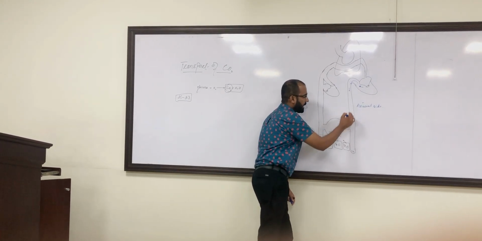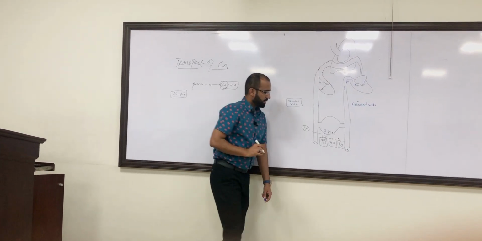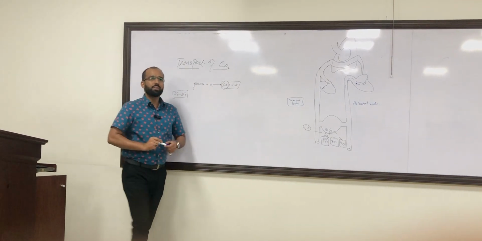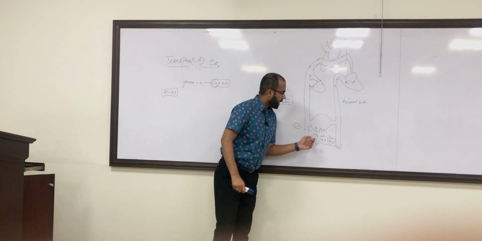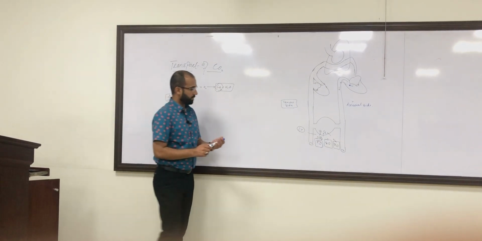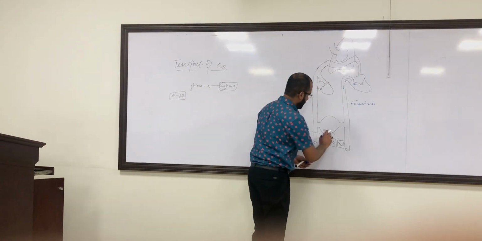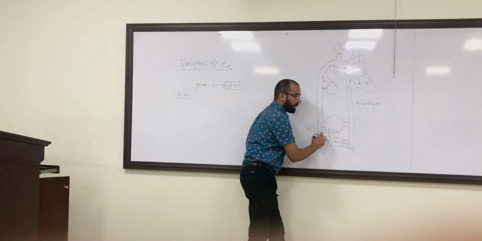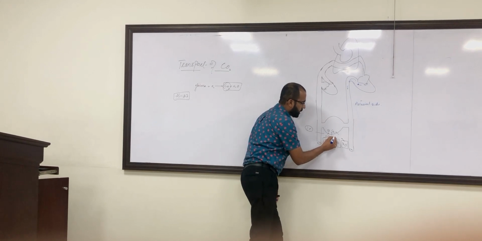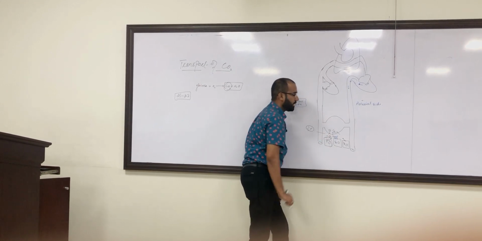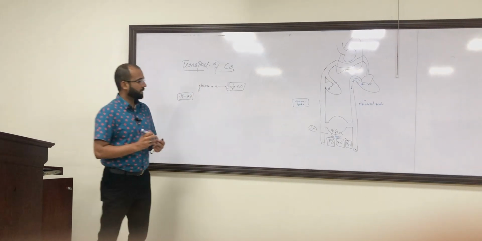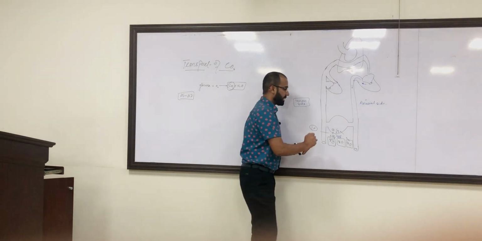The amount of carbon dioxide which is present in the body, that is 200 milliliter. On average, an adult human being, a normal physiological human being, produces 200 milliliter of carbon dioxide per minute in the peripheral tissues. That has to be eliminated in different forms, we will see later.